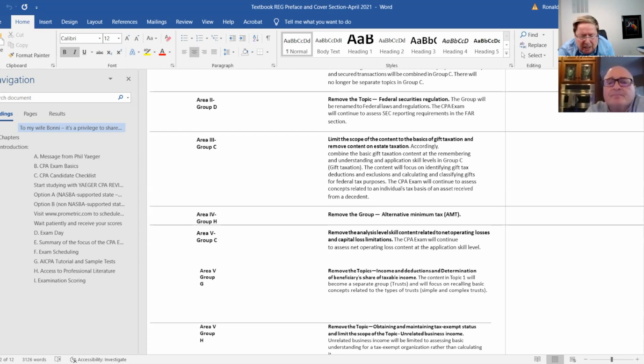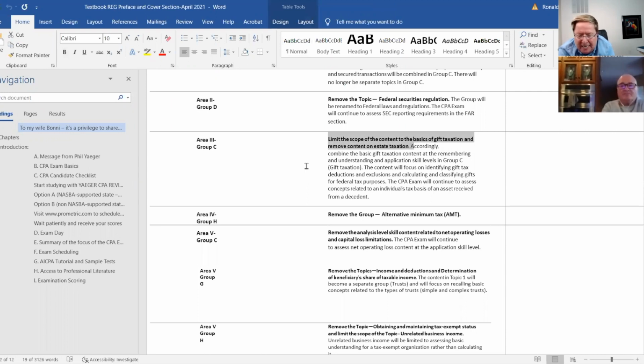All right, now the next thing says it limits the scope of the content to the basics of gift taxation and removes the content on estate taxation. I don't want you to think they removed everything on estate taxation, because the last sentence says this. The CPA exam will continue to assess concepts relating to the individual's tax basis of assets received from a decedent. So remember, they're eliminating how you compute the estate tax and the gift tax. But remember that if you receive property as a beneficiary of an estate, you have to know what your basis is in that property.